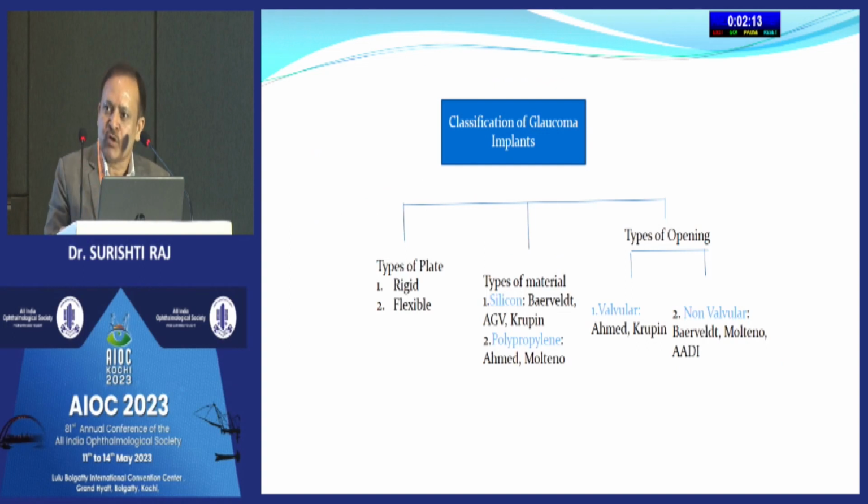So as far as types of GDD are concerned, these are classified based on the type of the plate, type of the material, or type of the opening. So it can be rigid or flexible based on the type of the plate. The material can be of silicone or polypropylene, and the tube can be valvular or non-valvular.